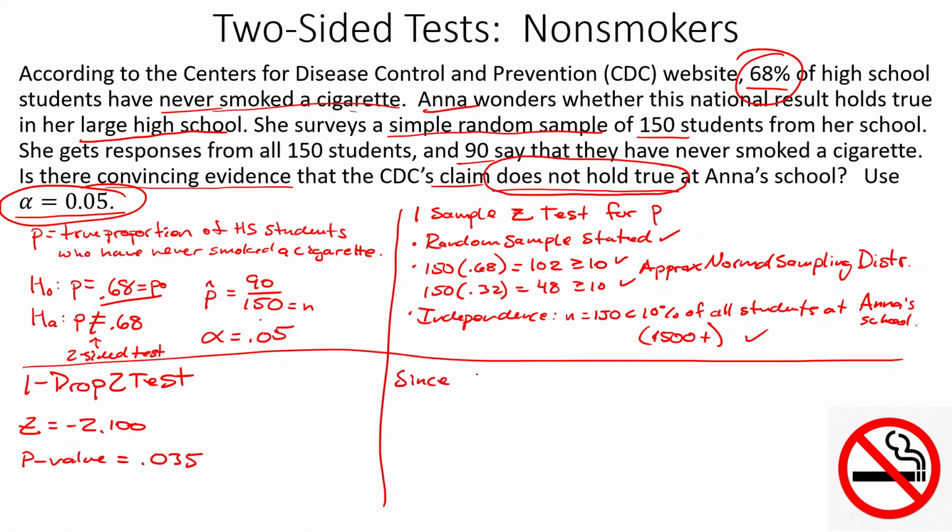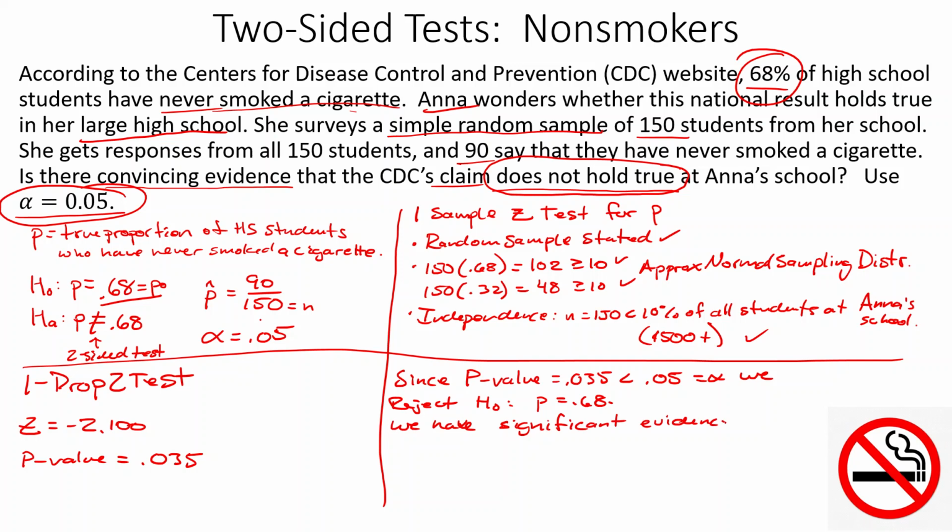So we say since our p-value, which is 0.035, is less than 0.05, which is our alpha, well, p is low, so we reject the H0, that p equals 0.68. This means we don't just have a little bit, we have significant evidence that, and we're going to write out the alternative hypothesis here, but just in context.